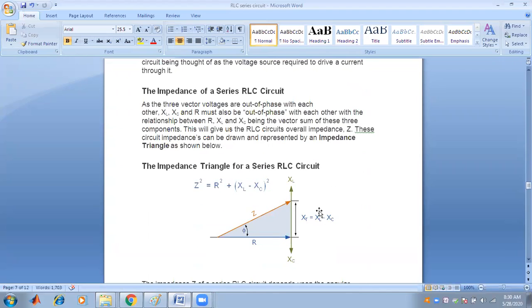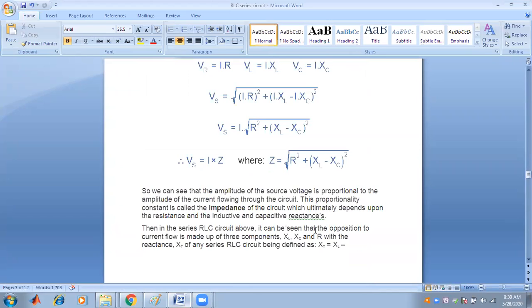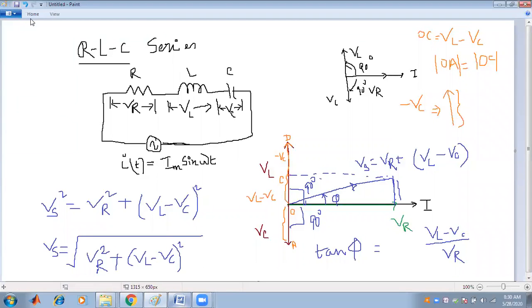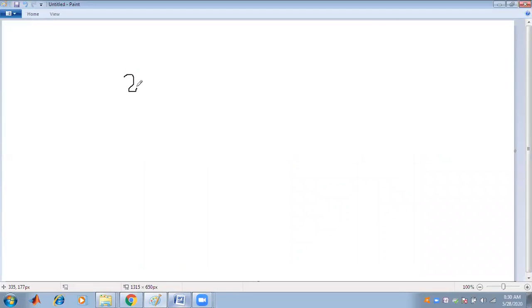In order to find the impedance triangle, we put those values: VS equals root over (IR) squared plus the rest, replacing VR by IR, VL by IXL and VC by IXC. We find the value of VS equals I into Z. So the total impedance of the circuit can be written as Z equals root over R squared plus (XL minus XC) squared.